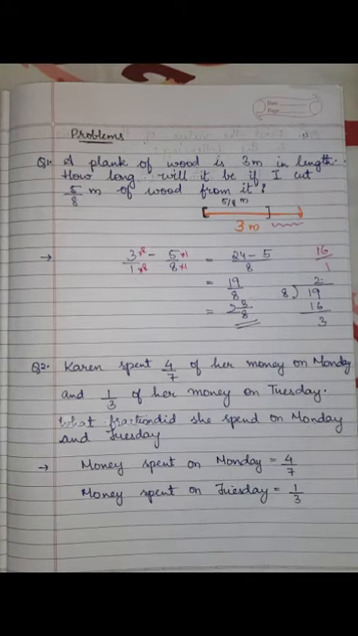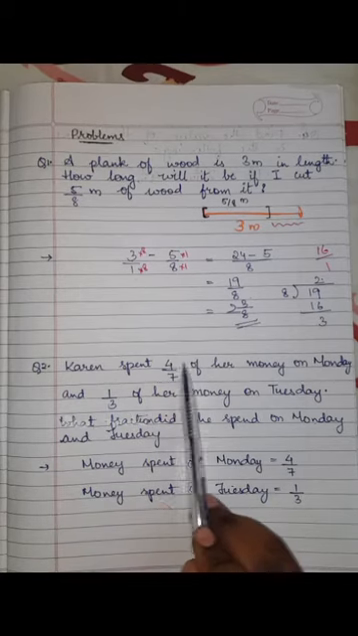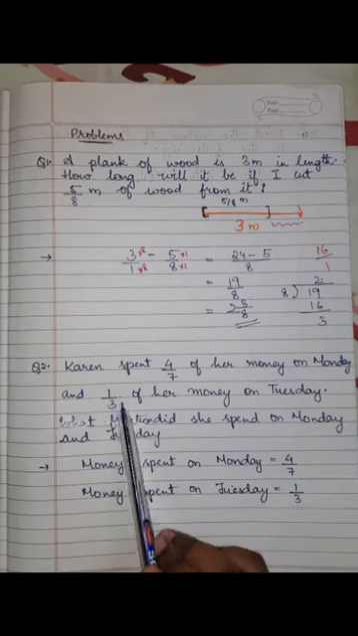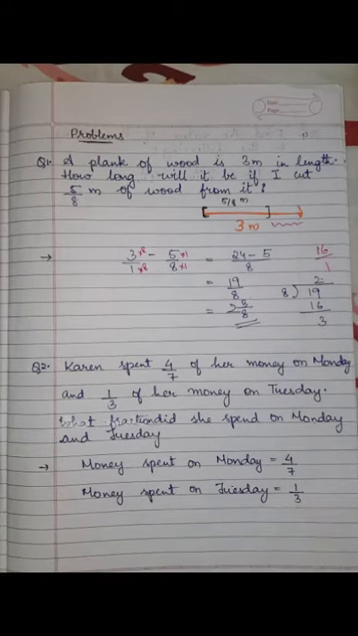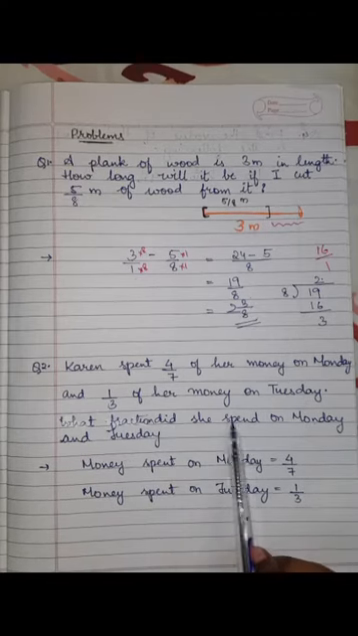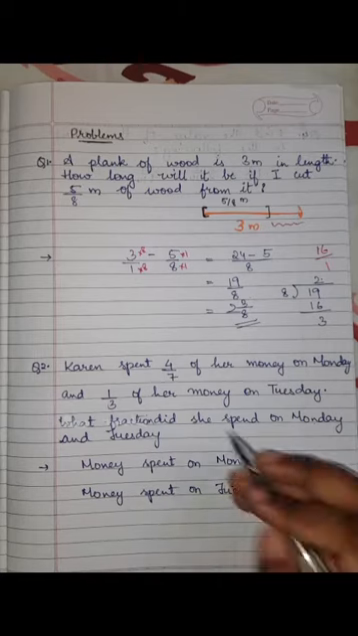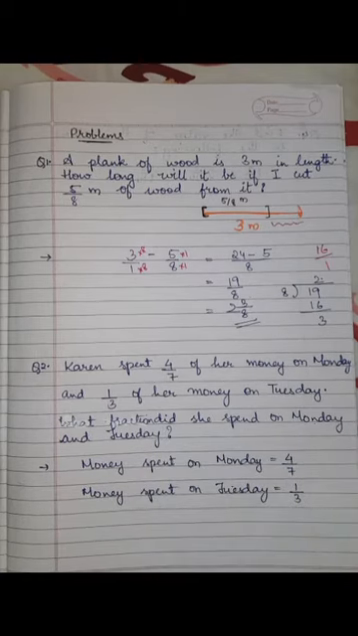Now let's look at another one. Karen spent 4 by 7 of her money on Monday and 1 by 3 of her money on Tuesday. So she has her total money, out of which she spent 4 by 7 on Monday and 1 by 3 of her money on Tuesday. The question is, what fraction did she spend on Monday and Tuesday? Now when it asks you what fraction she spent on Monday and Tuesday, what do you do?